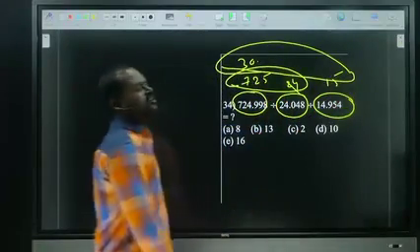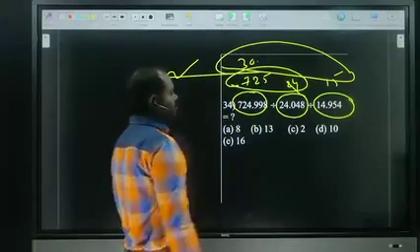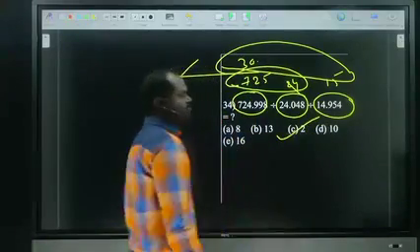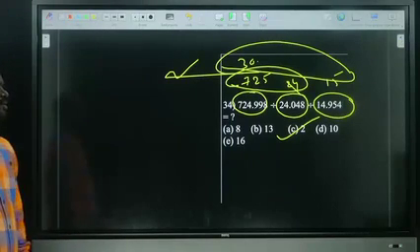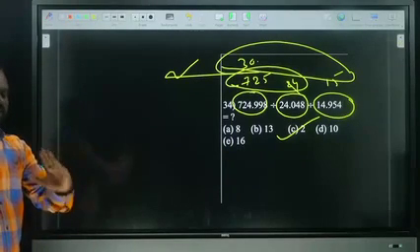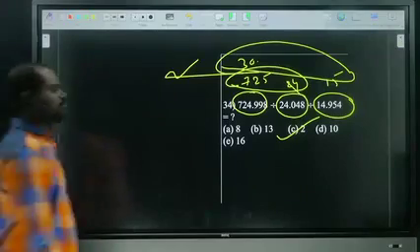30 by 15 means 2 point something. 2 point something means option C. Option C. Okay. First of all, whenever there are double divisions, move from the forward direction.